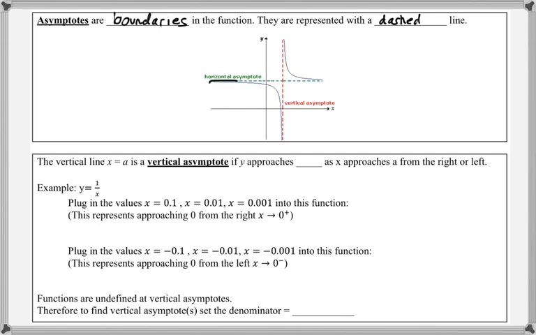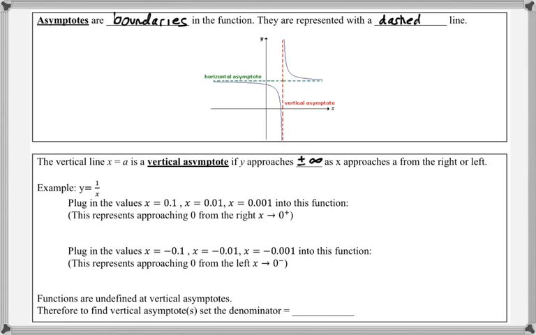If you see here, these graphs will approach these boundary lines. So it really breaks up the function. The vertical line x is equal to a is a vertical asymptote if y approaches positive or negative infinity as x approaches a from the right or the left. So that's just talking about the generic form of that vertical line.